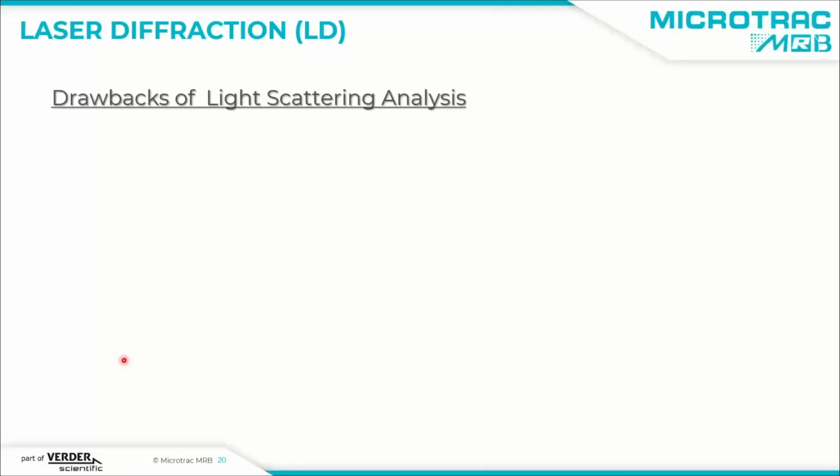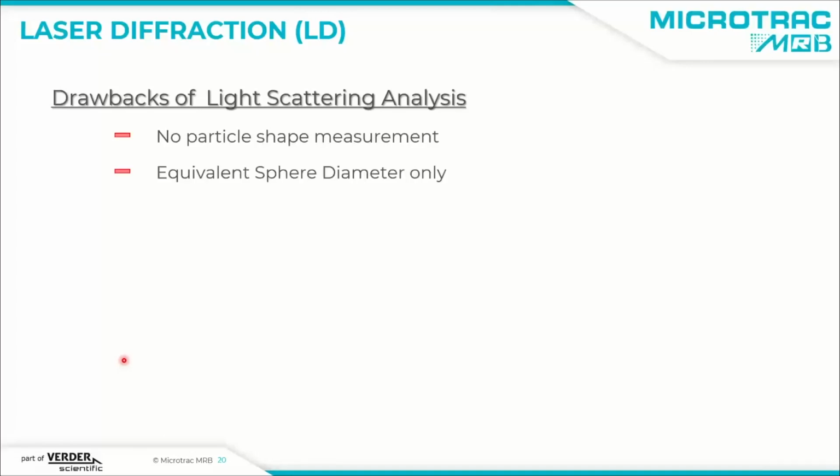So these are the advantages of laser diffraction, but everything that has advantages also has some drawbacks. So what can we not do with laser diffraction? We cannot measure particle shape. All the diffraction signal that we get is always related to a spherical model particle. So we assume that all particles are spheres. That's what I mean by we report an equivalent sphere diameter only. So no length, no width, no aspect ratio, nothing.